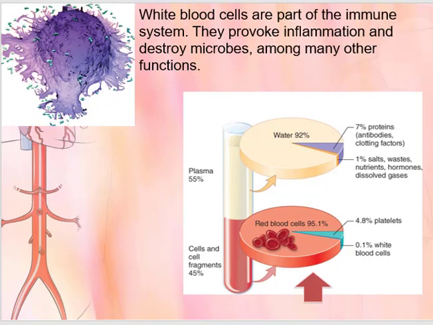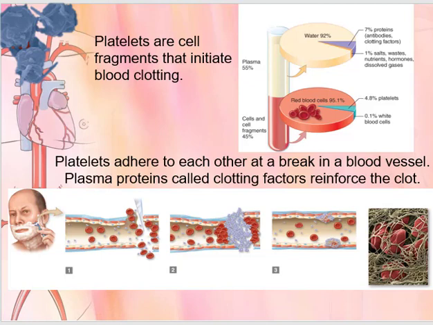White blood cells are part of the immune system. They provoke inflammation and destroy microbes, among many other functions. Platelets are cell fragments that initiate blood clotting. Platelets adhere to each other at a break in a blood vessel. Plasma proteins called clotting factors reinforce the clot.